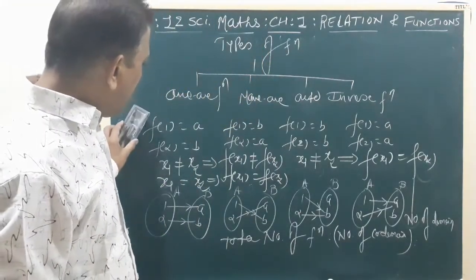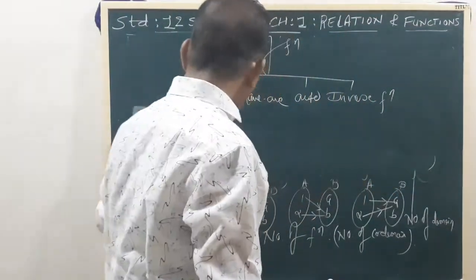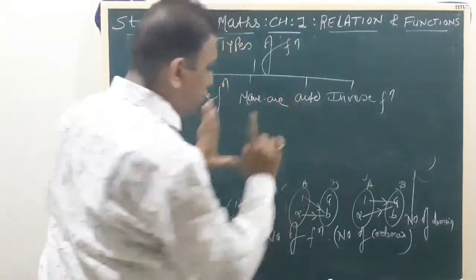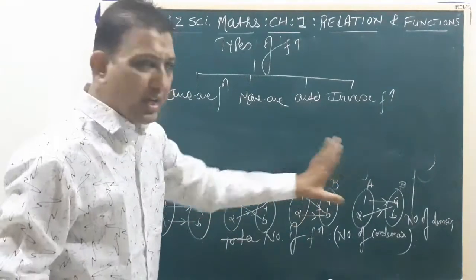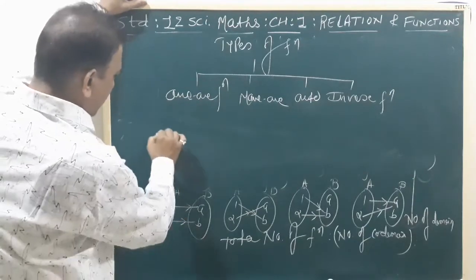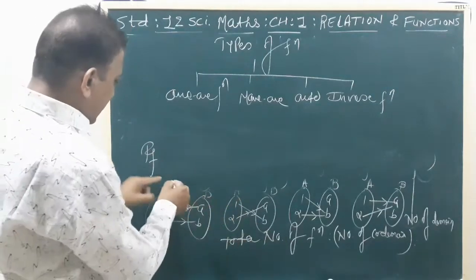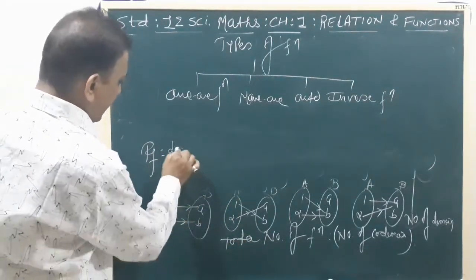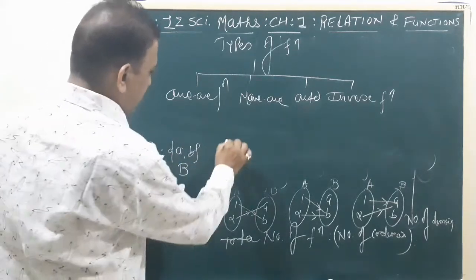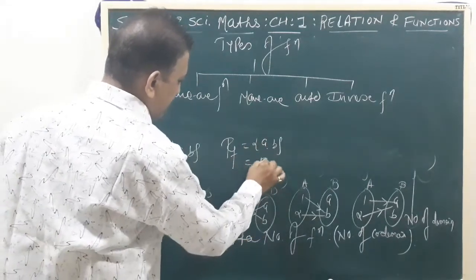Okay, now we discuss onto function. One-one completed, many-one completed, now onto function. Look again at the 4 figures. Here, this is your range. F1 answer A, F2 answer B. So in the first figure, range, that means answer, as you studied in 11 science. Range equals AB. So range and codomain are equal. Here, range is again AB, so range and codomain are equal.